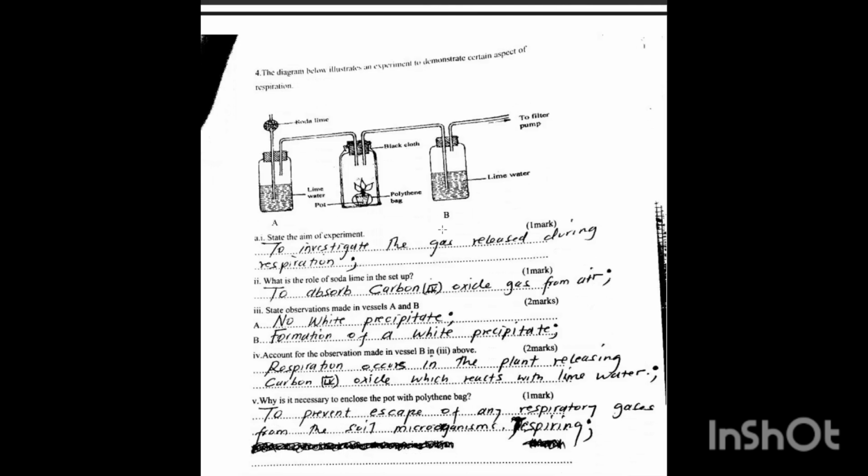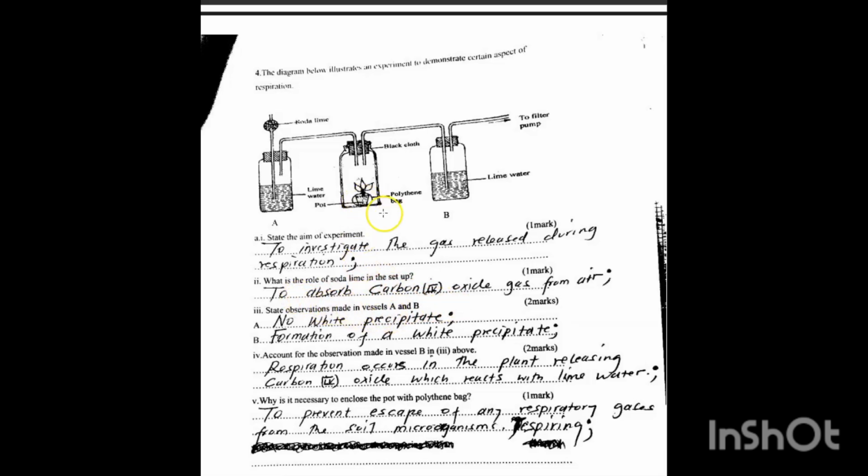The diagram below illustrates an experiment to demonstrate a certain aspect of respiration. So here you have soda lime, you have lime water, a pot that has a polythene bag, and then that. So you state the aim of the experiment. It's to investigate the gas released during respiration, the role of the soda lime to absorb carbon dioxide from air.